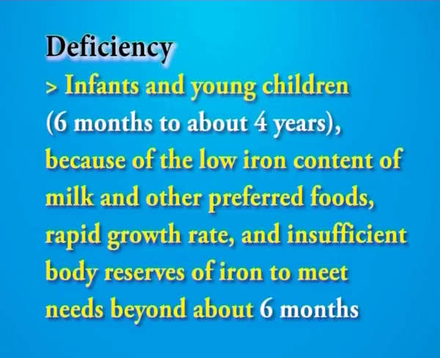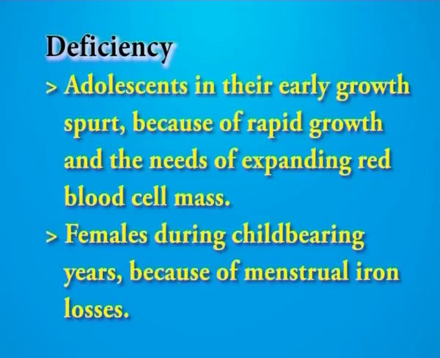In infants and young children, the age group being 6 months to about 4 years, it is because of the low iron content of milk and other preferred foods, rapid growth rate and insufficient body reserves of iron to meet needs beyond about 6 months. In adolescent groups, in their early growth spurt, it is because of rapid growth and the needs of expanding red blood cell mass.